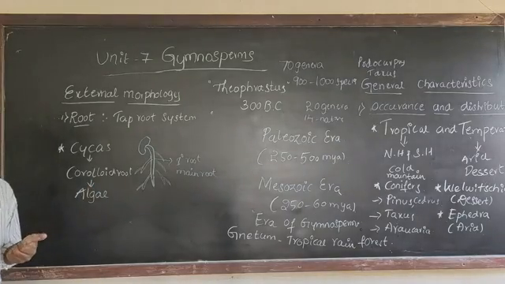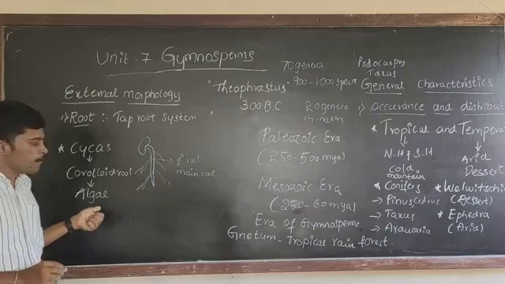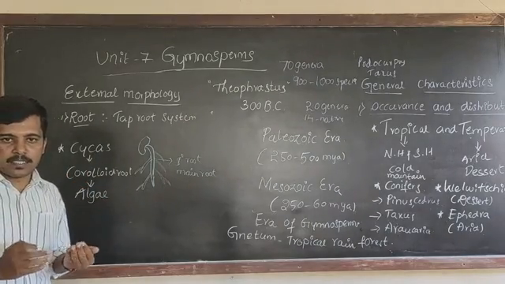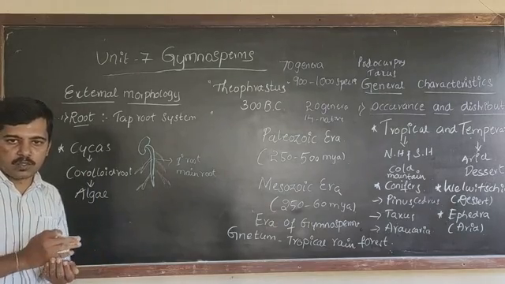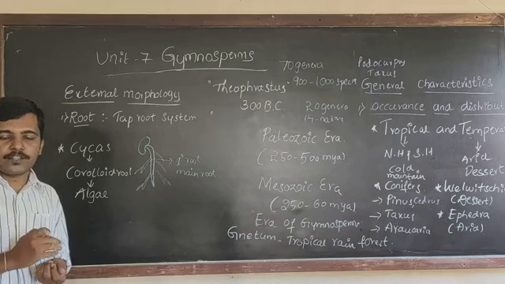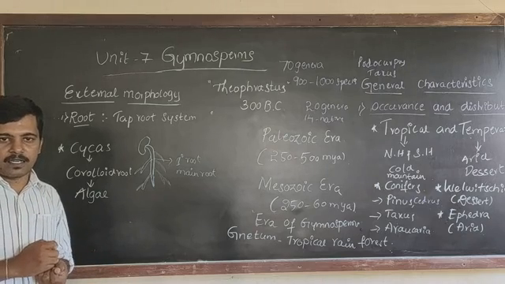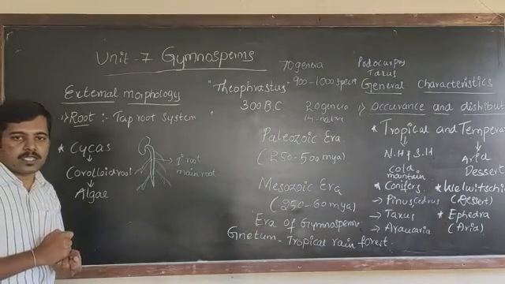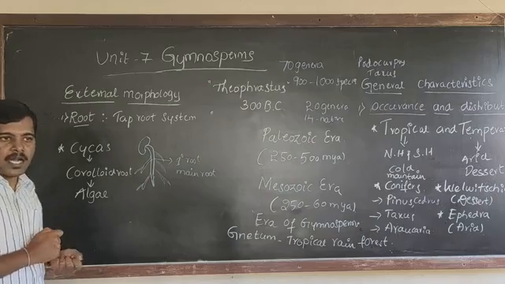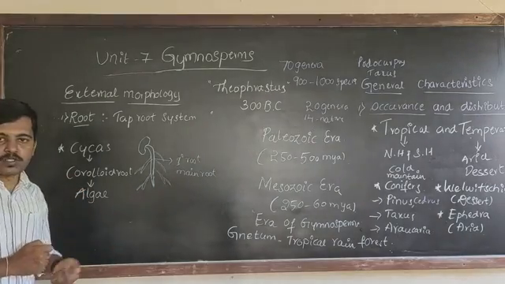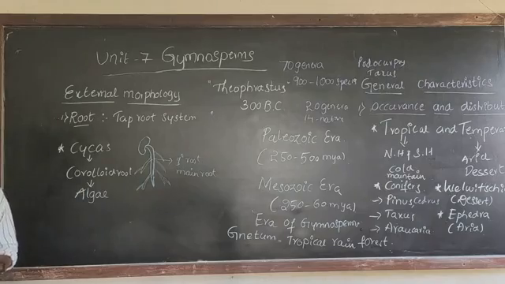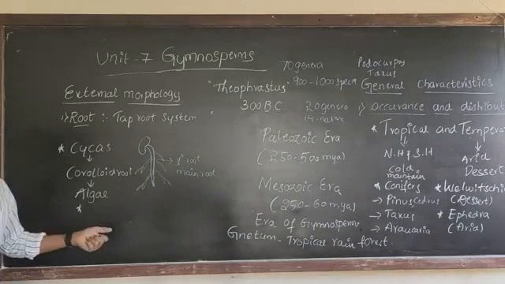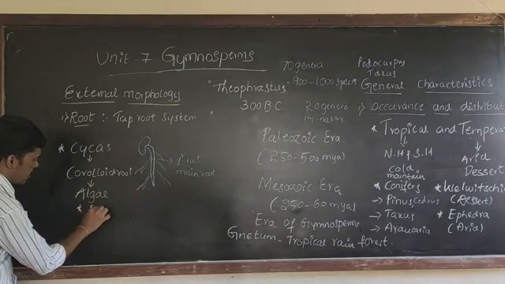What do we mean by symbiotic association? In a symbiotic association, both organisms live together and both of them get benefited. That kind of association is known as symbiotic association. In Cycas, the roots show a symbiotic association with algae, particularly nitrogen fixing algae like Nostoc and Anabaena.